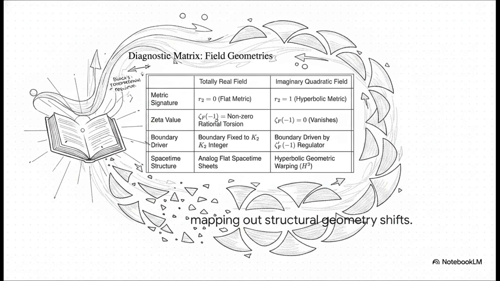When that stable integer base drops out to zero, Bloch's conjecture steps in, kind of like an emergency backup generator. It uses its transcendental regulator to stabilize the universe. The structural information doesn't just disappear, it decompresses out of those discrete points and expands right into continuous, curved spaces.